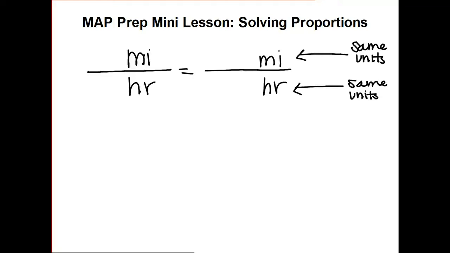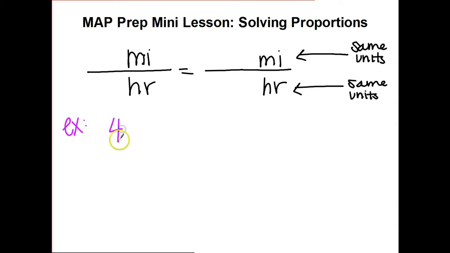Okay, this is a Math Mini lesson for solving proportions. When we solve proportions, the same units have to be in the numerators, and the same units have to be in the denominators for our answer to be correct when we start to cross multiply. So here's our first example.